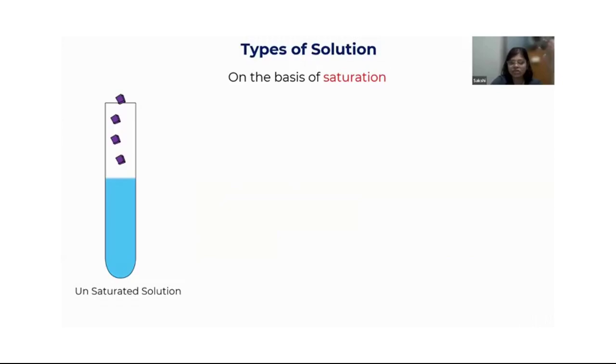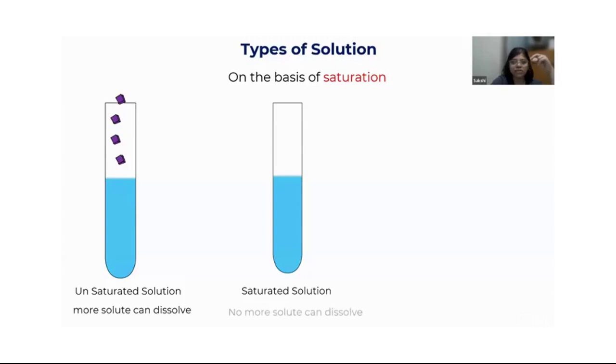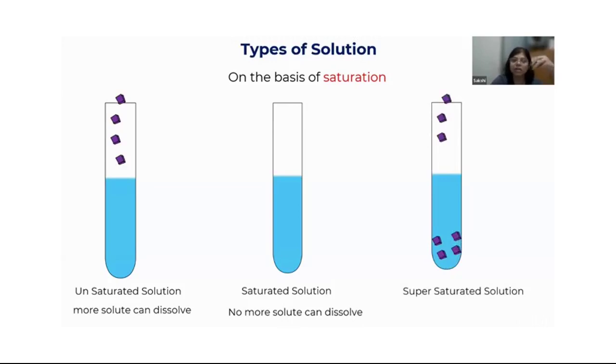So what is saturation? This is an unsaturated solution. What is an unsaturated solution? Let's say you take water and dissolve sugar, but you can dissolve more sugar. There is a tendency for that solvent to dissolve more and more solute, that is unsaturated. So you can dissolve more solute in that. But what is a saturated solution? No more solute can dissolve. Even if you try to dissolve, it will not dissolve.